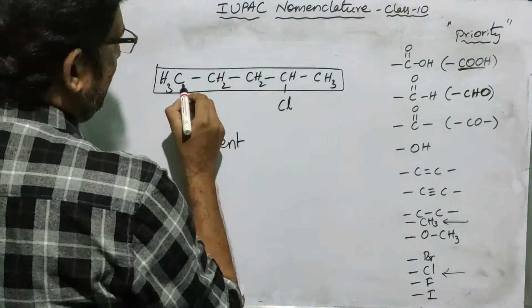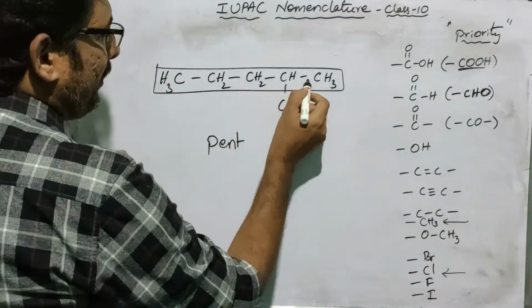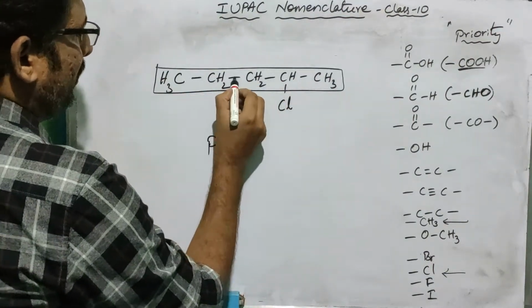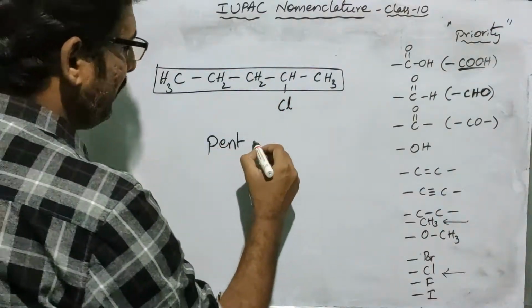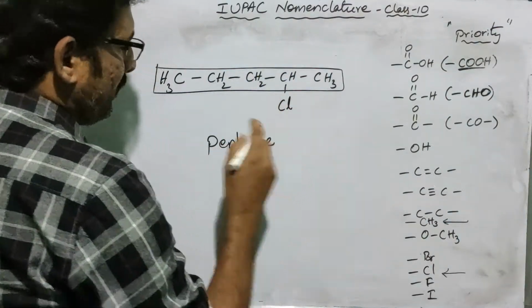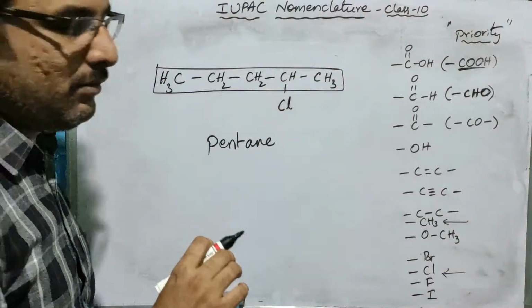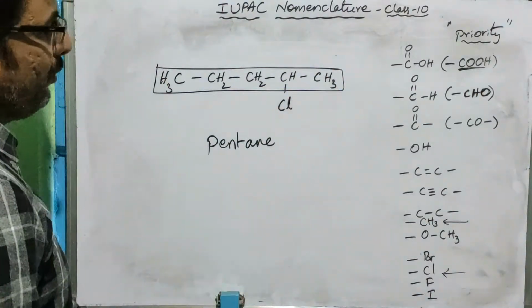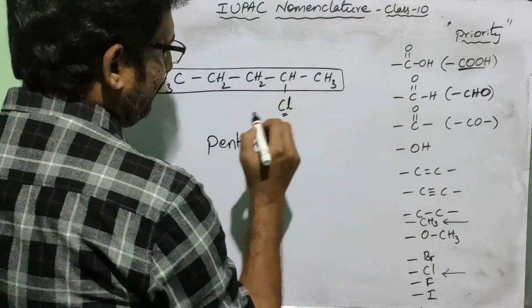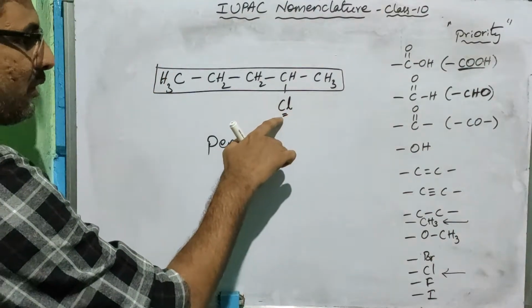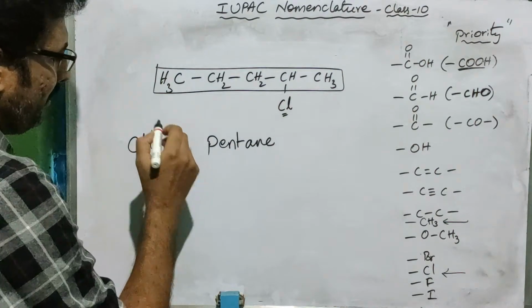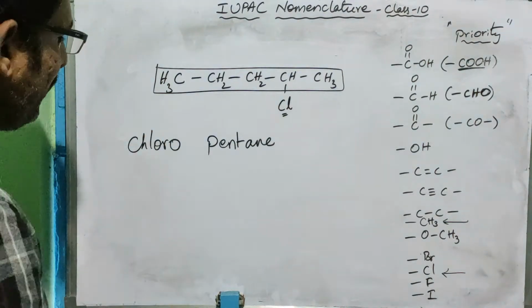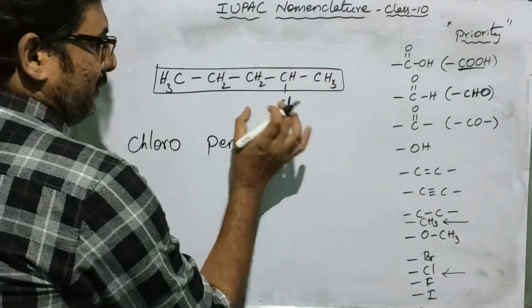And here you have all carbon-carbon single bonds. Here a single bond, single bond, single bond, single bond. So there is no double bond. So this will be "-ane". Since all are single bonds, it will be pentane. Now coming to the substituent over here. Since you have a substituent, that is chlorine, what will you write as a prefix? The prefix will be chloro. And what is the position?